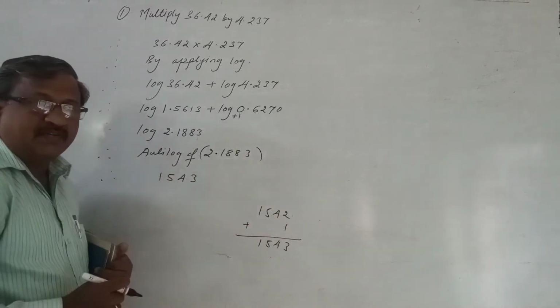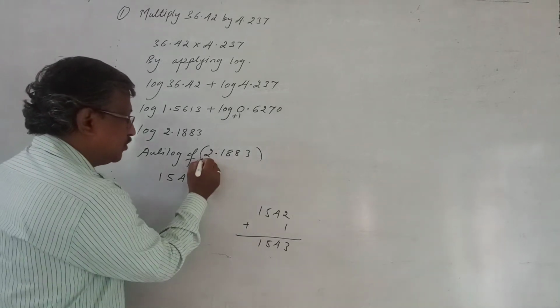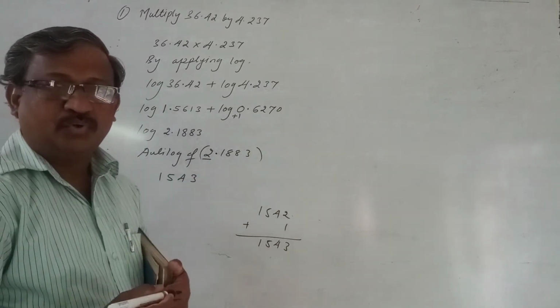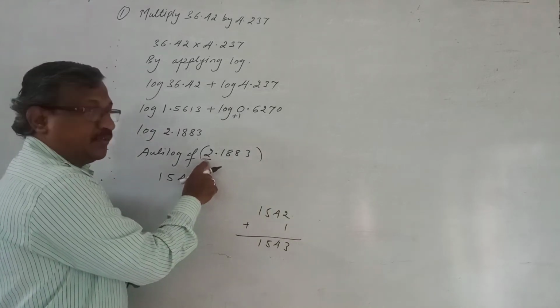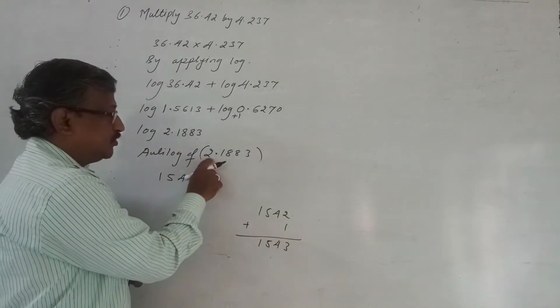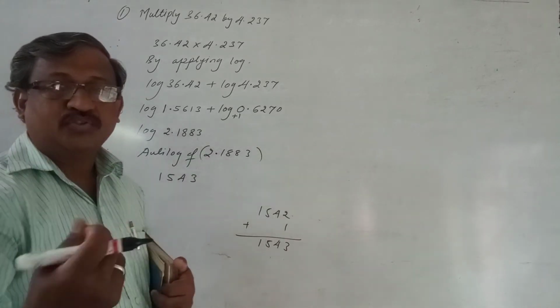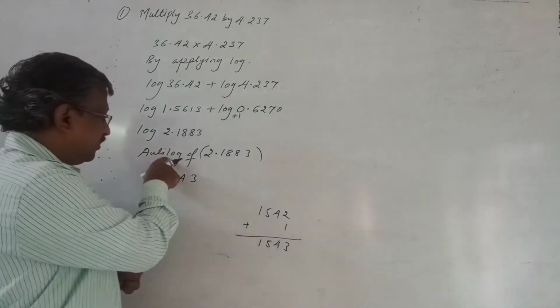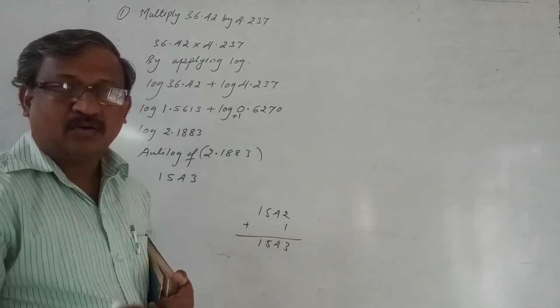Now you have to place the decimal point, and to place the decimal point, what you have to do? You have to use the characteristic. Always we have to use the integral part. So what is my characteristic here? It is 2, right? These characteristics may be positive or negative. So while seeing the anti-log, when your characteristic is positive, you have to add 1.